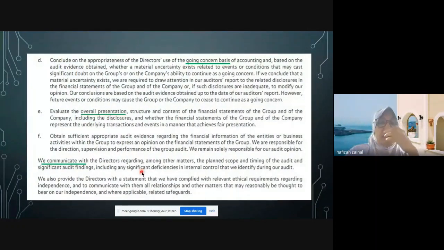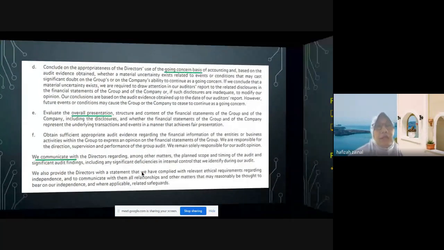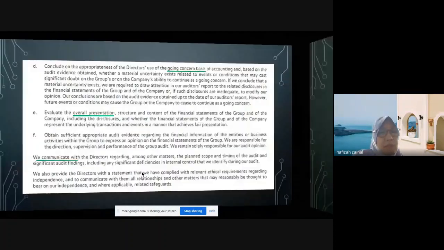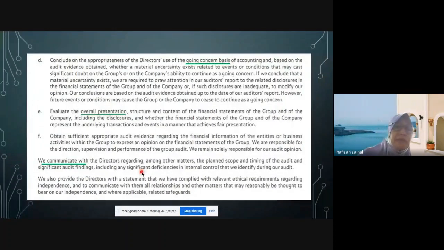Okay, see the one that I underlined, going concern basis also, all right, also important. Overall presentation actually refers to the presentation and also disclosure of the financial statement. Okay, does it tally to the required presentation and disclosure as stipulated in the MFRS? Okay, so last but not least, reporting, right?